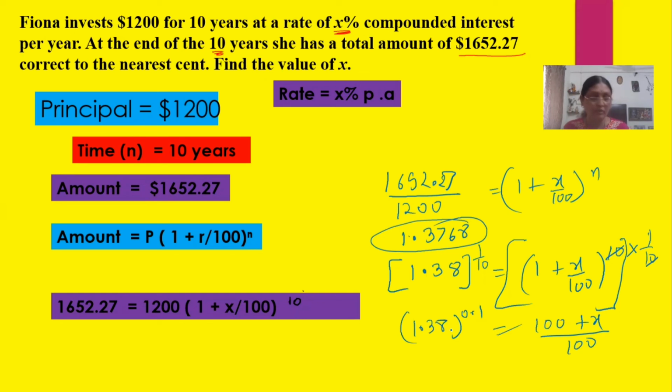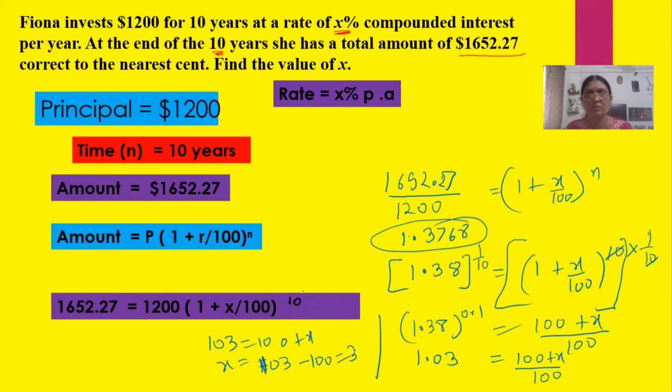And using the calculator, when we calculate this 1.38 raised to 0.1, I'm getting this as 1.03 is equal to 100 plus x upon 100. Shift this 100 over here. When I multiply by 100, I'm getting this as 103 is equal to 100 plus x. So x is equal to 103 minus 100, which is equal to 3. So this is how x is 3% per annum.